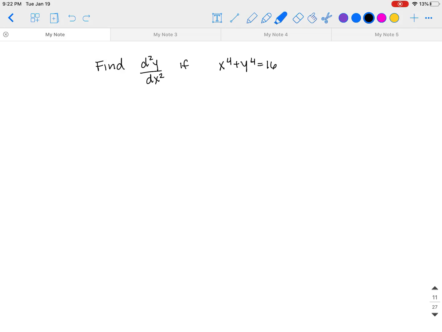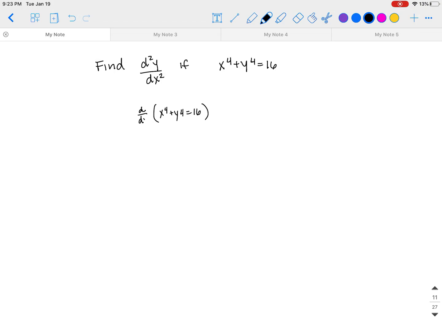Okay, so in this video, I'm going to show you how you can use implicit differentiation to find the second derivative of y. If you look here, we know that we're taking the second derivative because of the 2's. We're going to begin by taking the first derivative of our function.